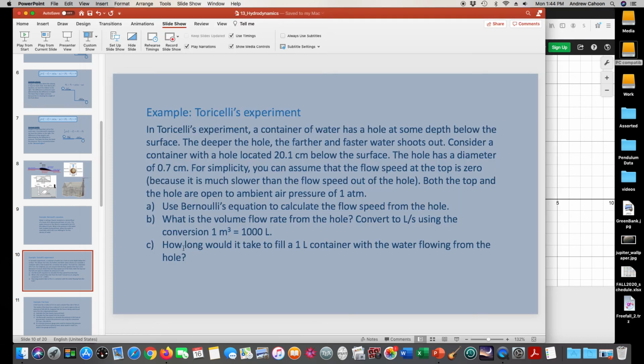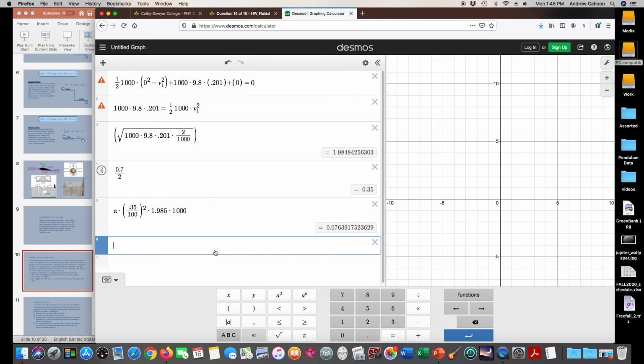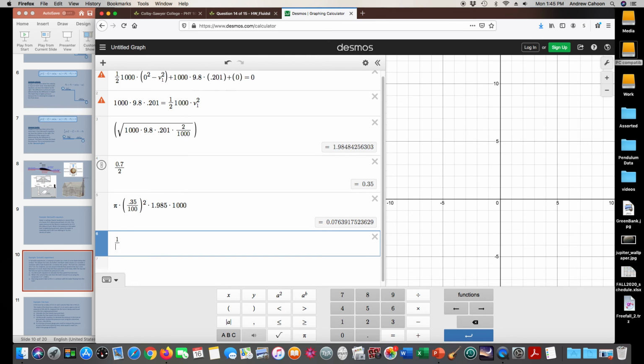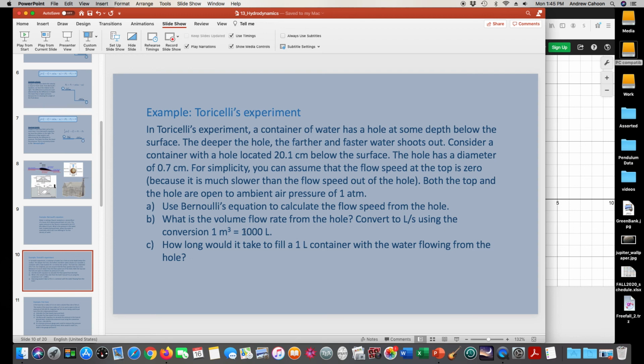Okay. What is the last part? How long would it take to fill a 1 liter container with water flowing from the hole? So this is the flow rate, liters per second, times a certain number of seconds is going to get you to the 1 liter value. So what I really want is 1 divided by this number, and we find about 13 seconds. So it'll take about 13 seconds to fill up a 1 liter bottle.